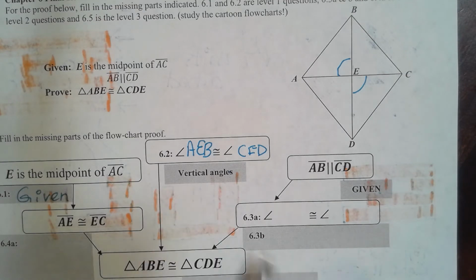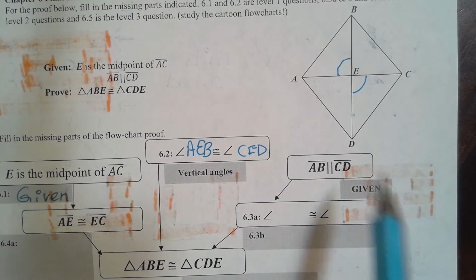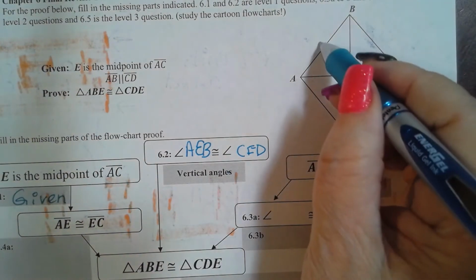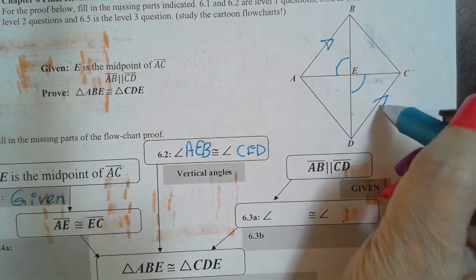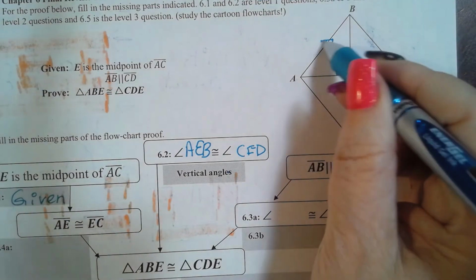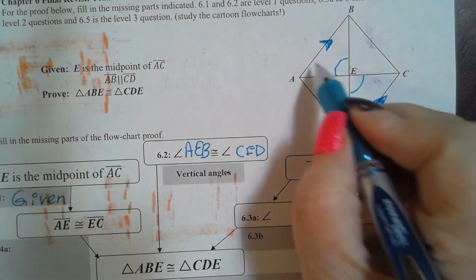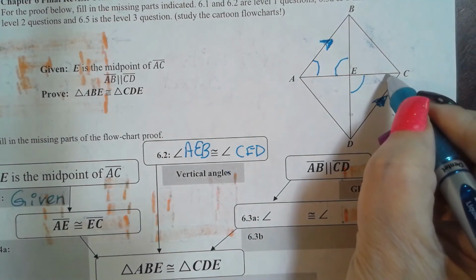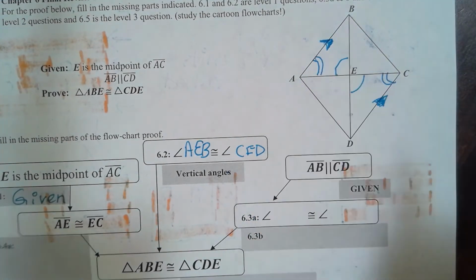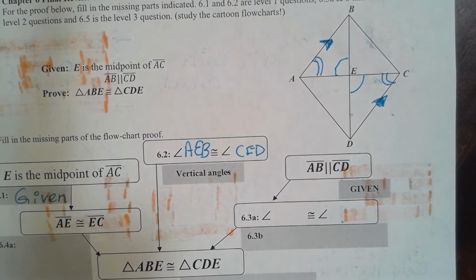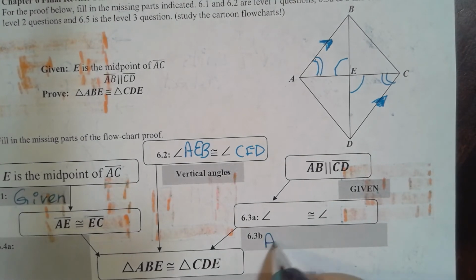Now the next part, it's over here. We begin by knowing that these two segments are parallel. Now we learned way back in, I think it was chapter 2 or 3, all about parallel lines. And we learned that when we have parallel lines, we have angles that are congruent. Like these would be congruent because they're alternate interior angles.